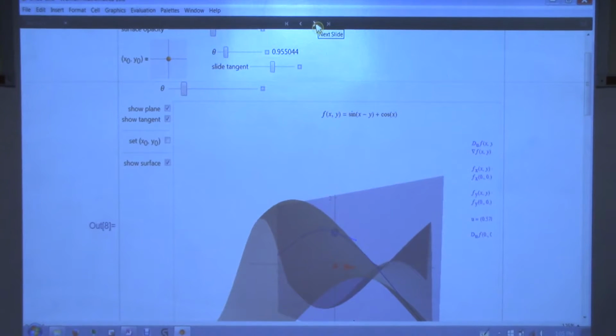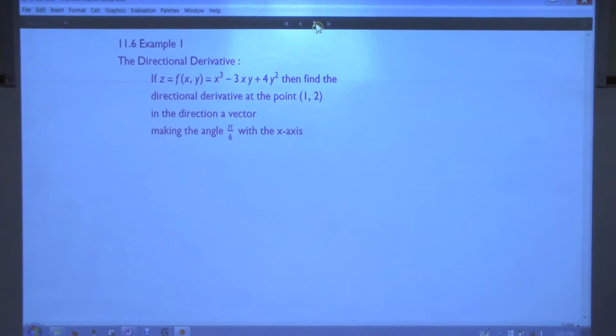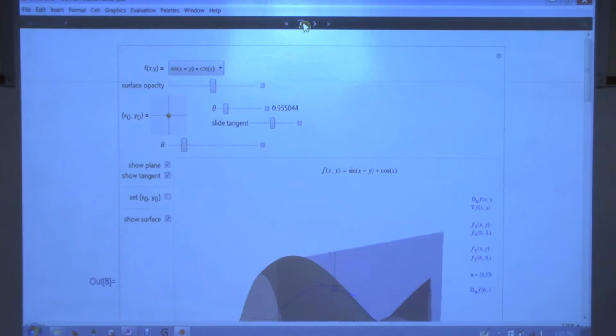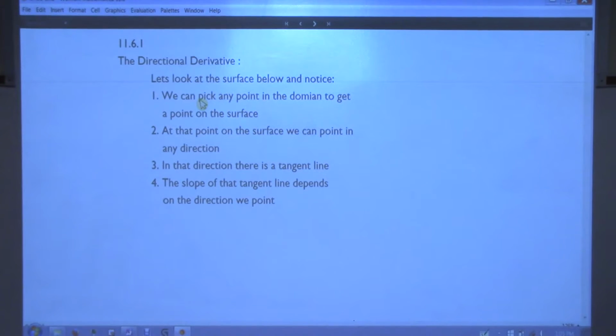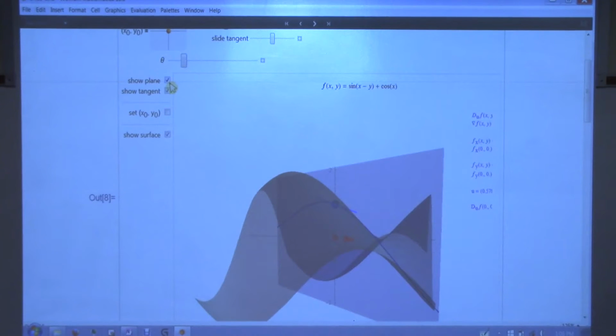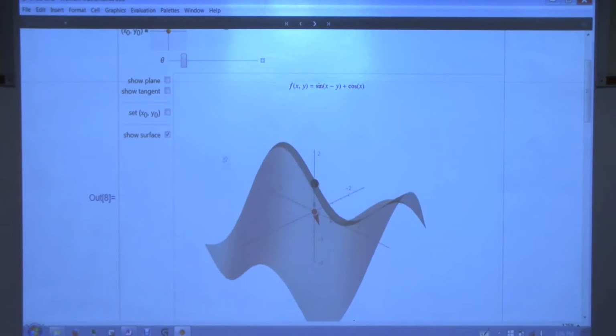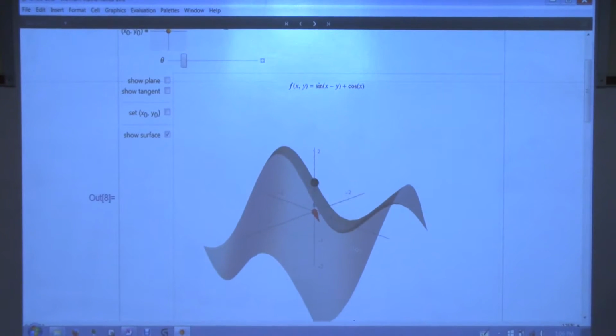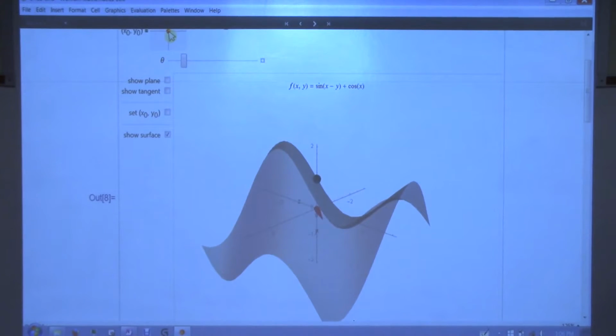No questions on it geometrically? All right, so what are some things I said to look at? We can pick any point in the domain to get a point on the surface. So back to this picture. I was at the origin here, wasn't I? I was at the origin, that's where I was. But I could go to any place. I could go to another place on the surface if I wanted to.